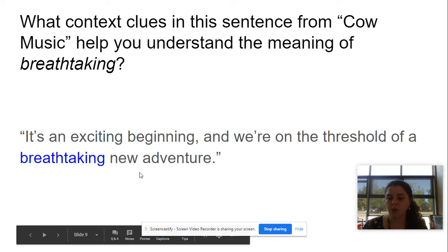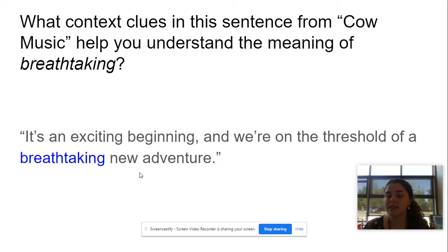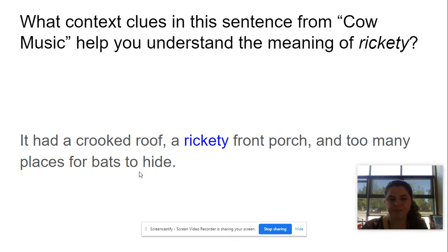Or let's just say you are on vacation or you see something on vacation or just in your town that really is amazing to you and it takes your breath away. That would be like breathtaking, like, wow, amazing. So using those clues and what I knew from prior knowledge, that's how I would figure out the meaning of breathtaking. Here's another one. "It had a crooked roof, a rickety front porch, and too many places for bats to hide." I got to figure out what the word rickety means.